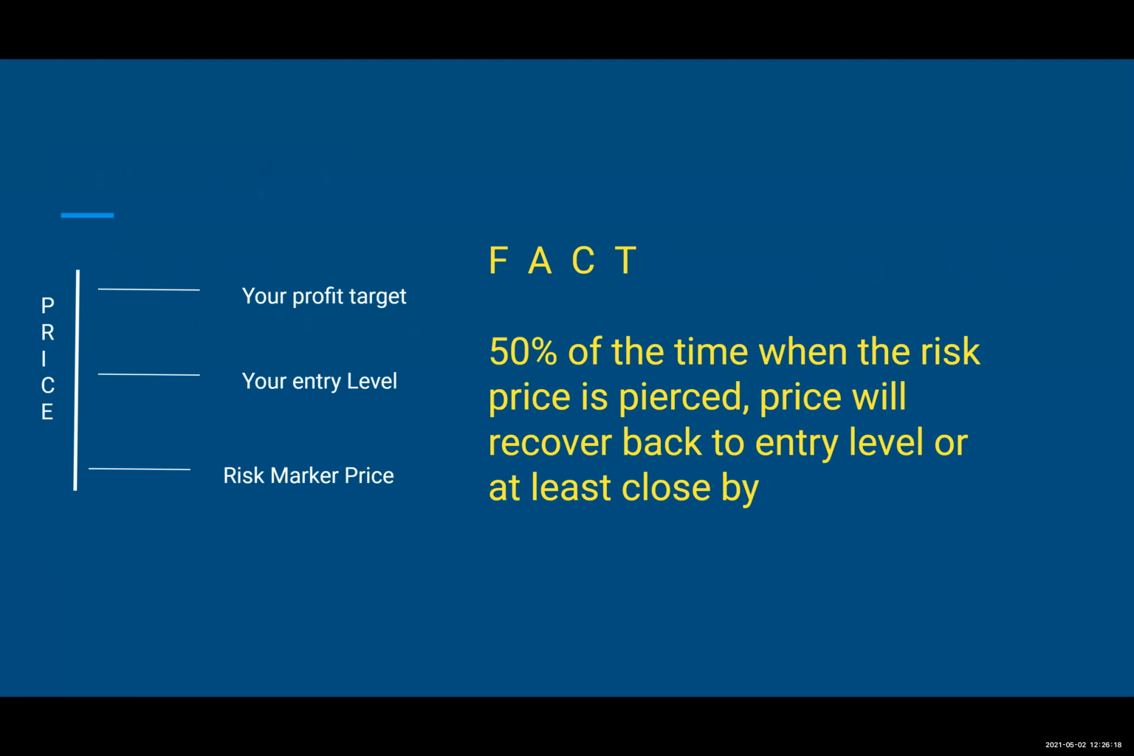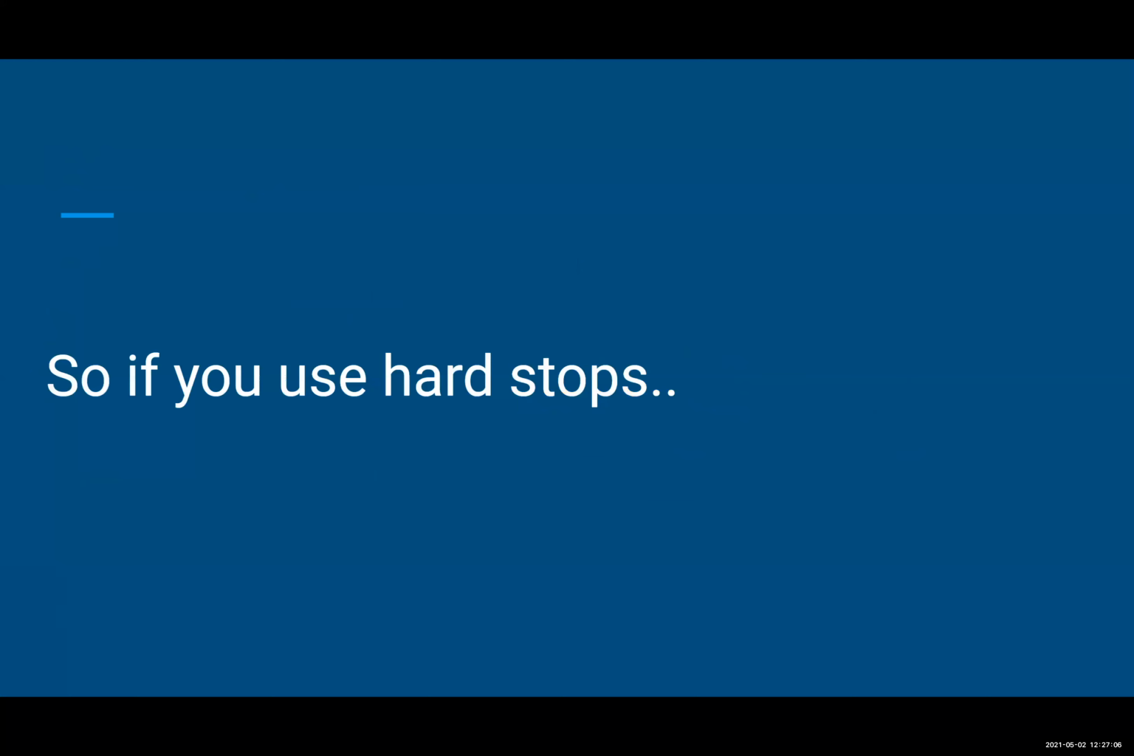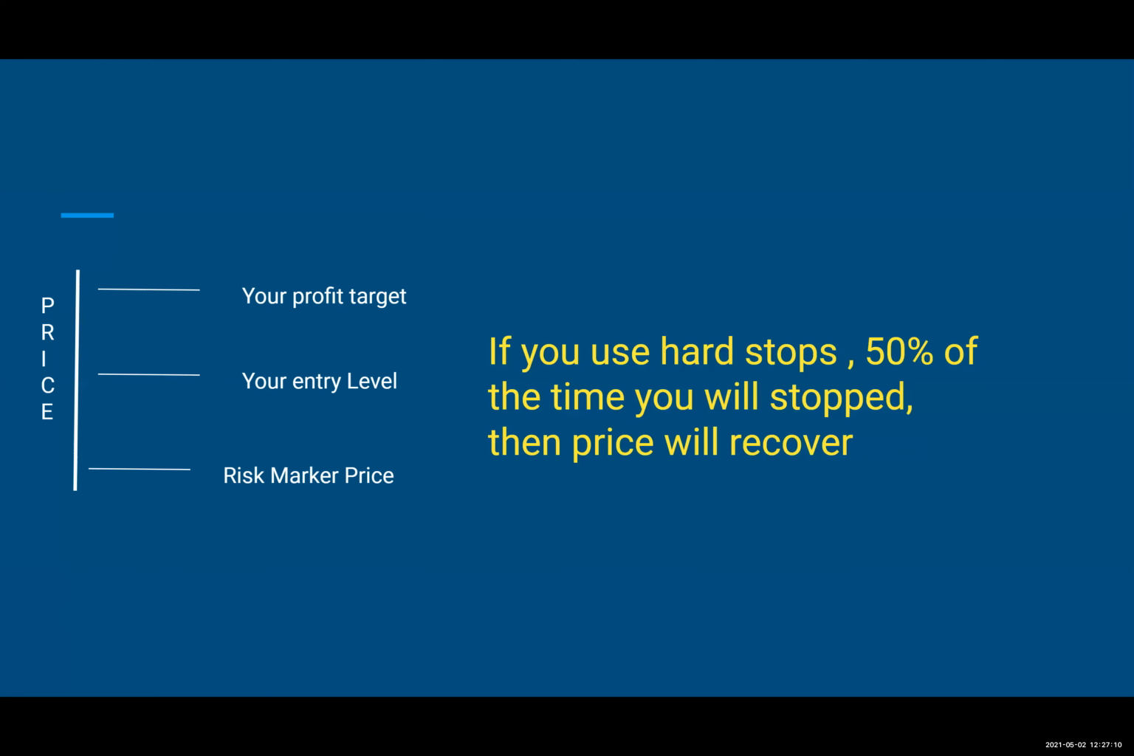So the fact is that, let's just take these three levels. I have a profit target level, the middle is your entry level, and below is a risk marker level. Let's say your entry level is 4170, and you put 4165 as the risk marker. 50% of the time when that risk price is pierced, the price will recover back to the entry level, or at least close by. So if you enter at your entry level, it may poke below that risk marker, but 50% of the time, statistically, because it's very easy for me to backtest. All my levels are programmatically defined, so I can easily write a program that will test that entry and see how many times it moved against below that risk marker and recovered that price. So what that means is that if you use hard stops, 50% of the time you will be stopped, and then the price will recover.